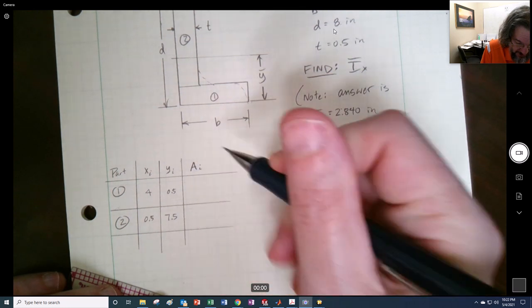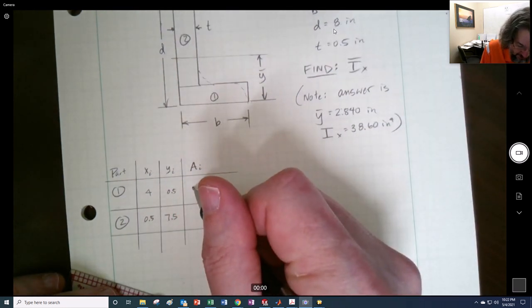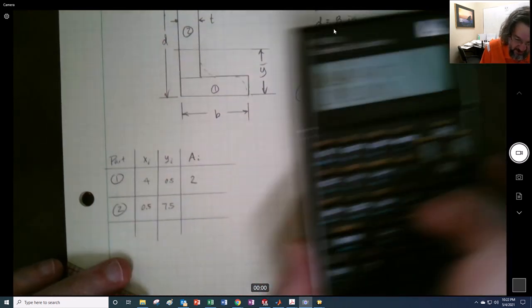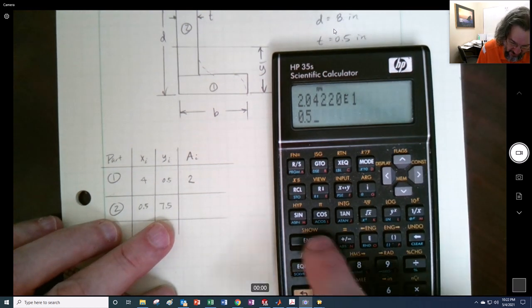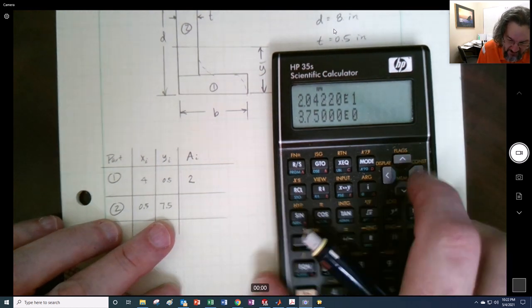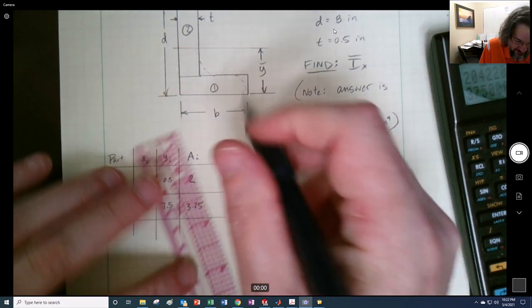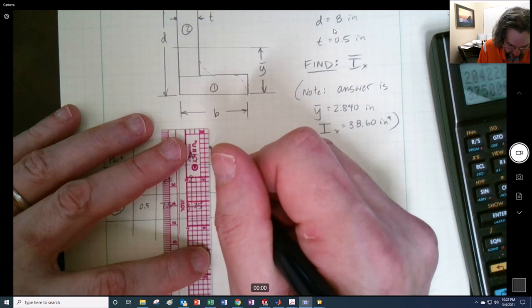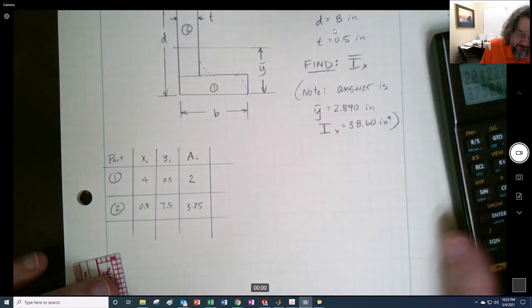Let's go for the A i. That's just going to be 4 times 0.5. I can do that. That's 2 square inches. And I can't do this in my head. That should be 3.75. 0.5 times 7.5, 3.75. You could have trusted yourself, but you mess things up all the time. What are you going to do, you know?